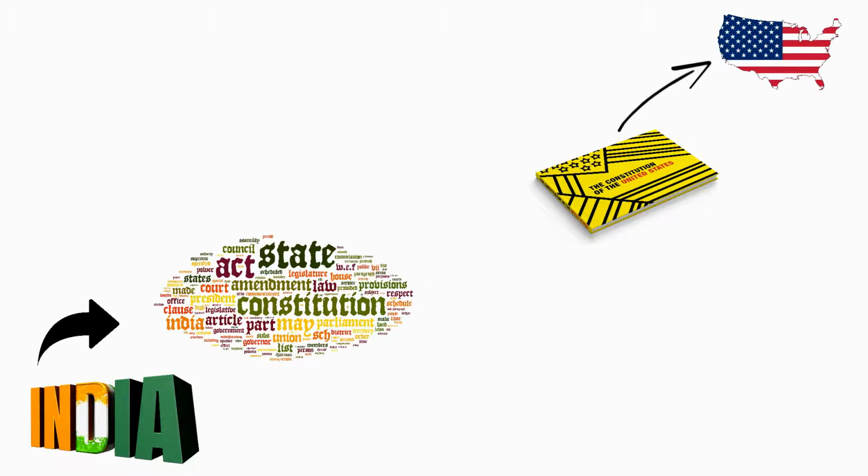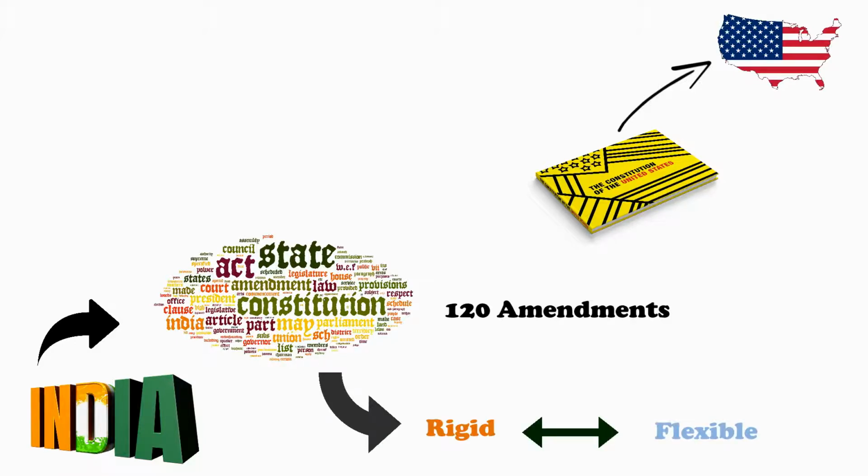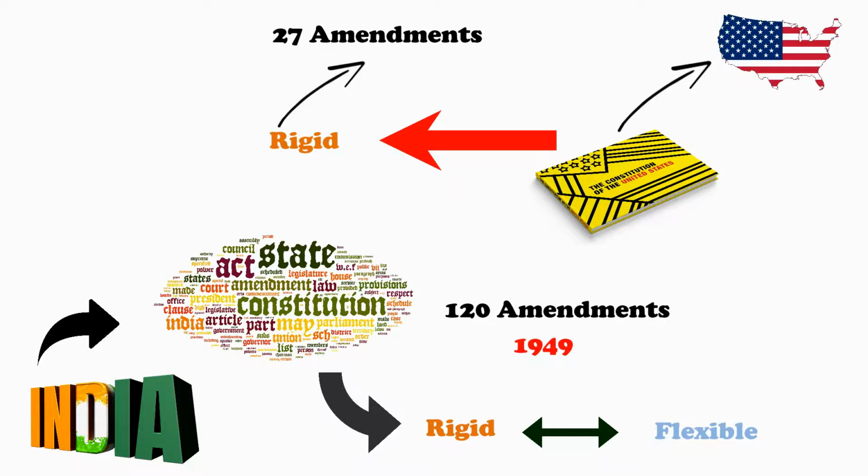The Indian constitution is both rigid and flexible in nature. There have been a total of 120 amendments of the constitution since 1949. The US Constitution is comparatively rigid in nature, and there have been only 27 amendments to it since 1776.